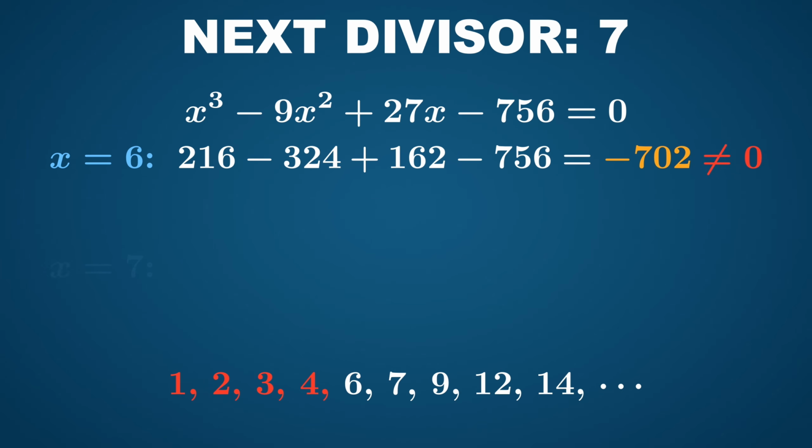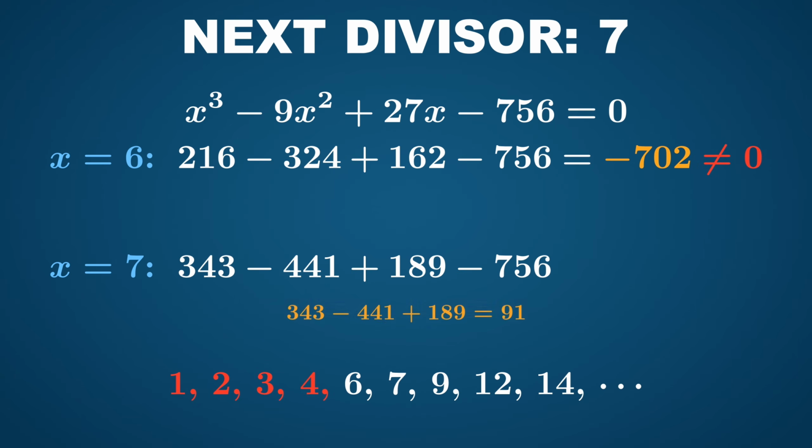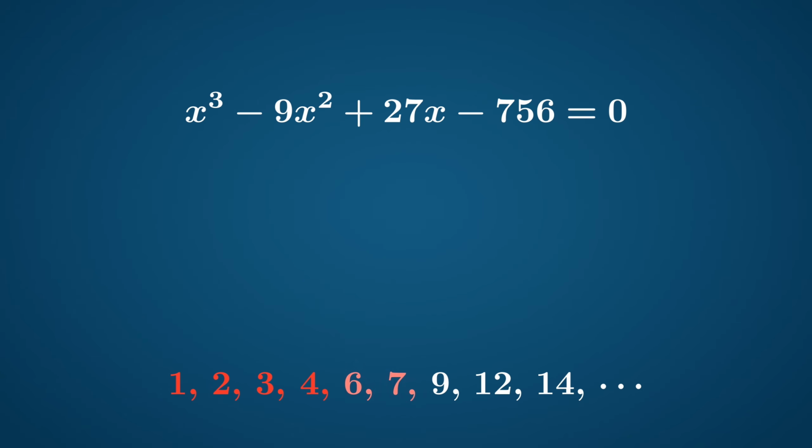After 6, the next divisor available to us is 7. 7 cubed is 343, and 9 times 49 comes out to 441. The linear piece here is 27 times 7, which equals 189. So we have 343 minus 441 plus 189 minus 756. That reduces to 91 minus 756, which is negative 665. The cube term is finally starting to pull ahead.